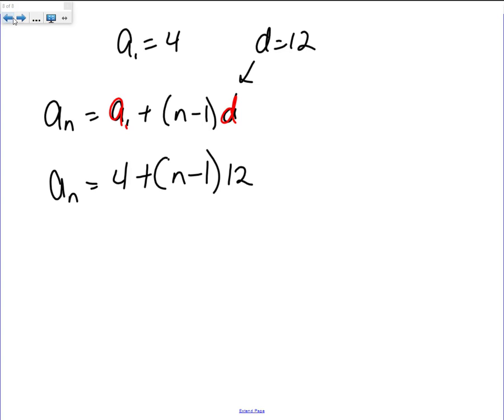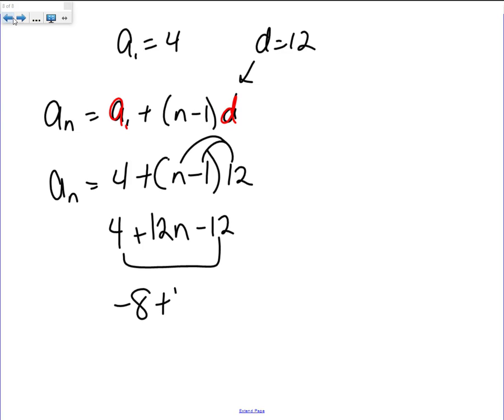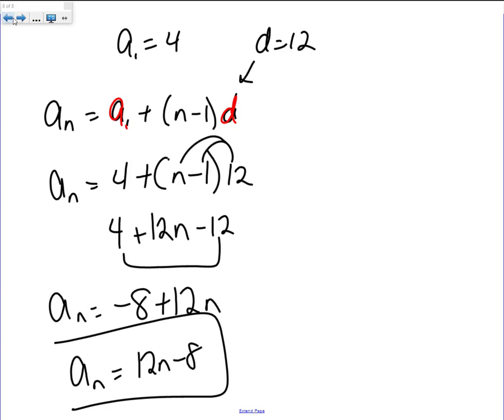I cannot add or subtract the n and the 1, so I have to distribute to move on. And so I end up with 4, let's see, it's a positive 12, so it's plus 12n minus 12. These two are whole numbers, so we're going to put them together. And negative 12 minus 4 gives me negative 8. I bring down the plus 12n. I could write it like this, a sub n is equal to, or I could rewrite it and put them in positive 12n minus 8. I like this one better because it doesn't start with a negative number here, but they're both correct. Okay, so we wrote a general term when they give us this information.